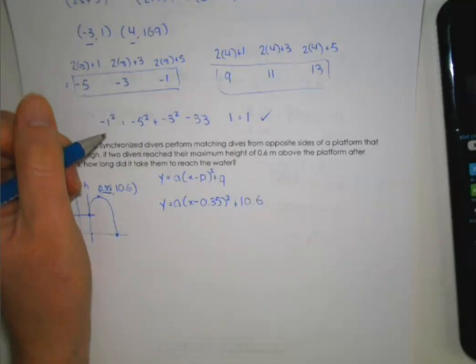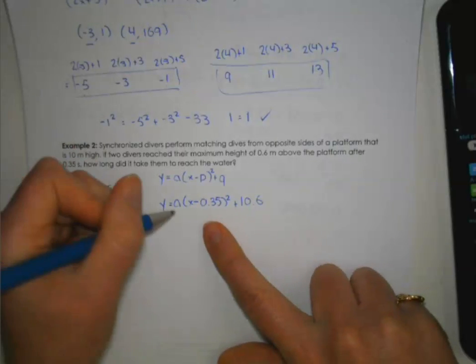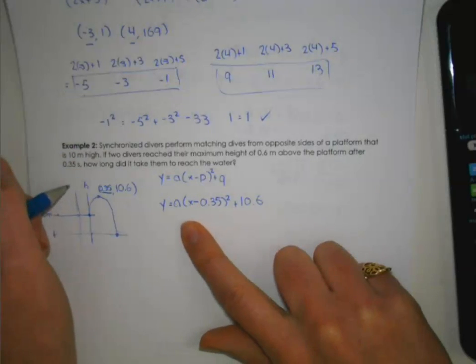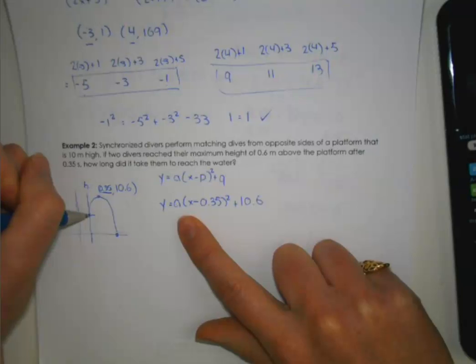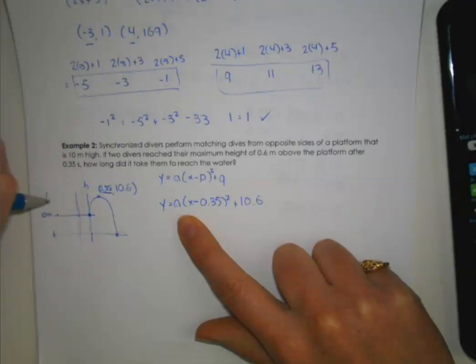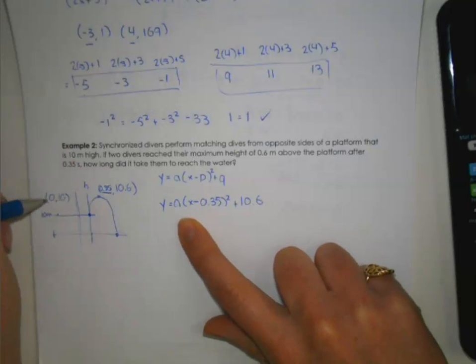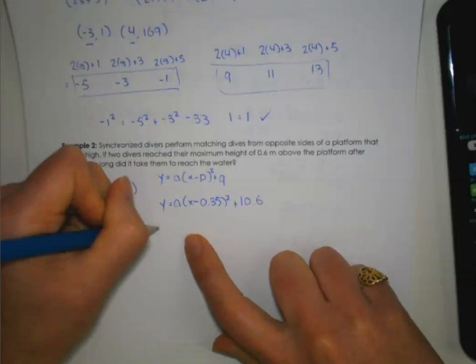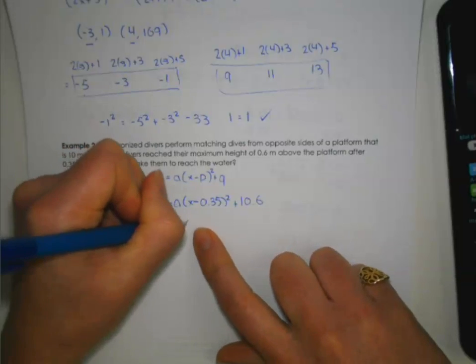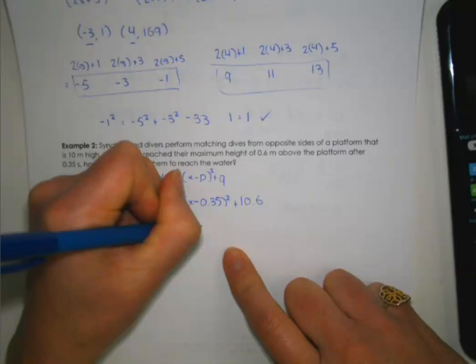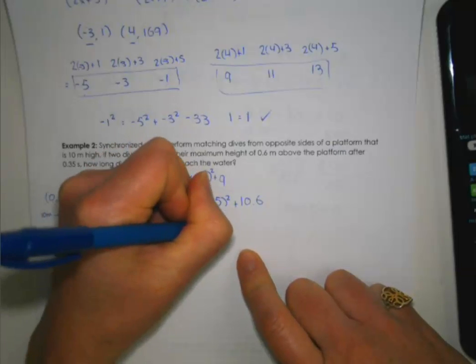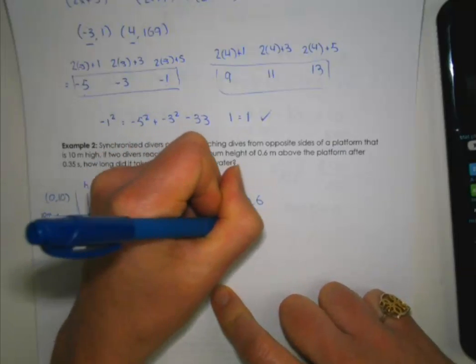Okay, now if you remember when we use the vertex form, we have to solve for a using another known point on the graph. So the known point we use can be the point where they jumped off the platform. So that coordinate would have been at 10 on the y-axis and 0 on the x-axis. So that was our coordinate there. So let's sub those values in. So y was 10 equals a, x was 0 minus 0.35 squared plus 10.6.